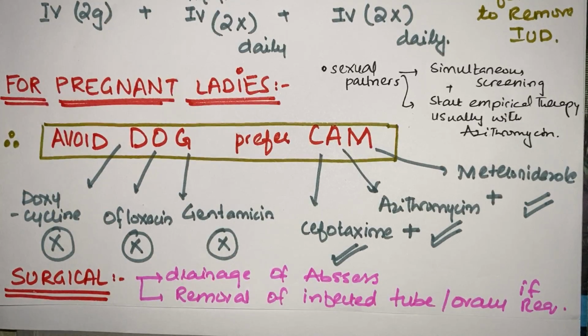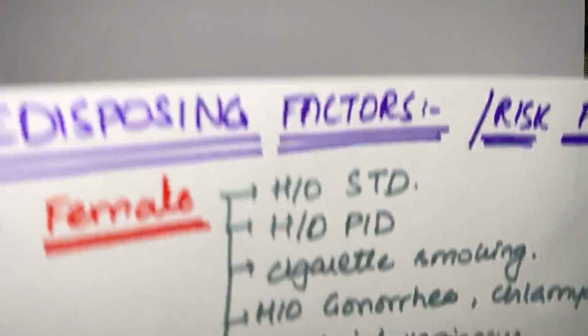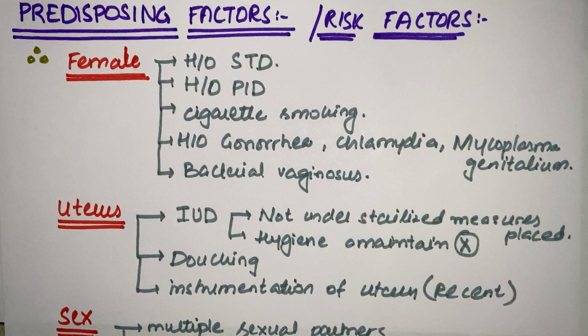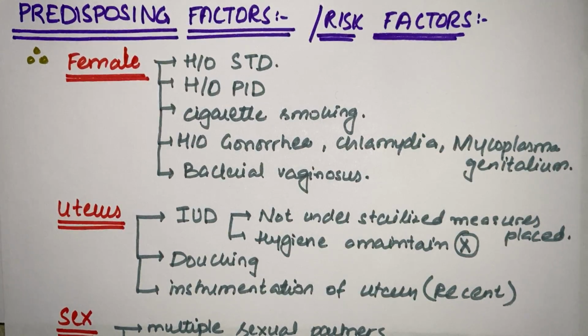Now lastly, we'll discuss the complications if we don't perform the treatment adequately, and the risk factors. For the risk factors, again I have made a mnemonic. We're talking about a female, in which some uterus problems are occurring, and it is a sexually related disease. So talking about the female, what risk factors can she have?